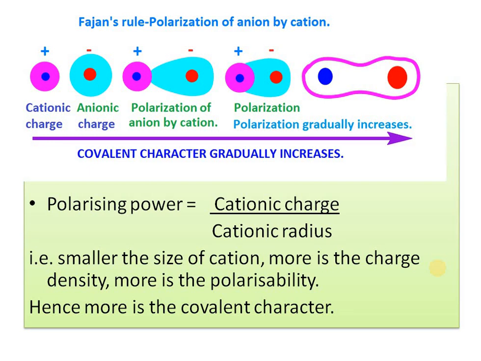So on what factor does this depend? Polarizing power depends on cationic charge, that is, charge on the cation divided by cationic radius. If the cation is smaller, polarizing power would be more. It will be easier to go for polarization in that case. Smaller the size of the cation, more is the charge density; more is the charge density, more is the polarizability. This point we should keep in mind always.